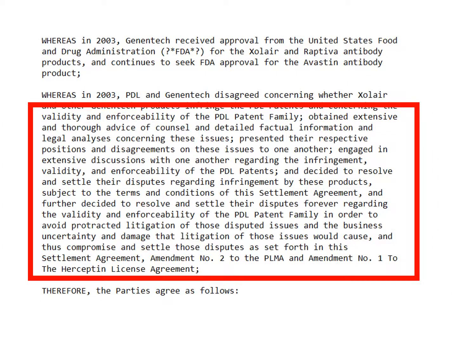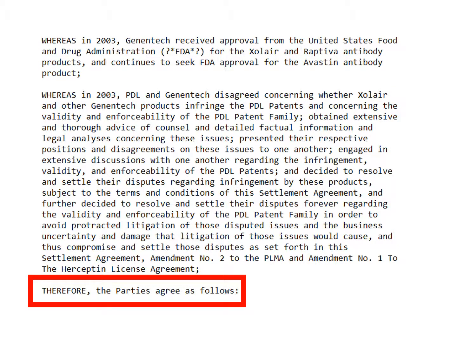This next bit is just interesting. I don't have to read it all to you, but this whereas clause continues to basically say both sides did a lot of work, a lot of thinking, and a lot of research prior to settling, right? We are well informed. So readers, courts, when you look at this later, we want you to know that this deal was made with our eyes wide open. So the whereas clause tells that both sides obtained extensive and thorough advice of counsel, had detailed factual information and legal analyses, engaged in extensive discussions with one another, on and on and on, right? Saying, look, we know what we're doing. Therefore, the parties agree as follows.